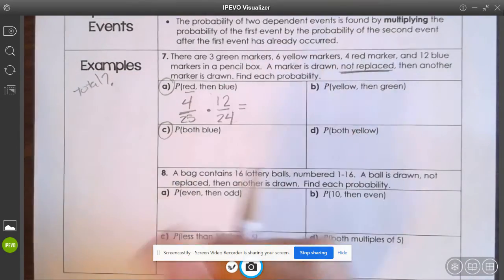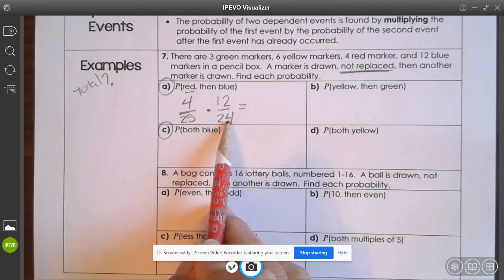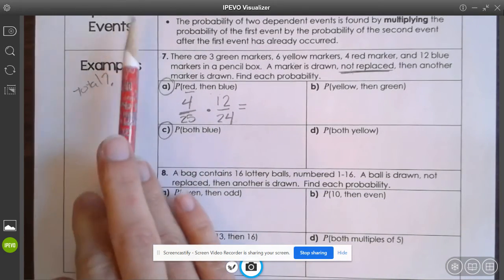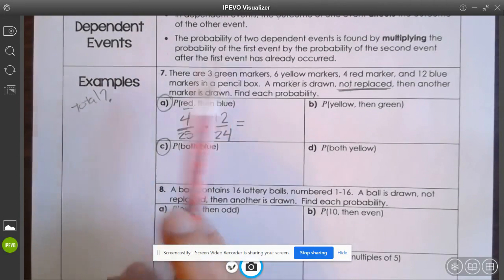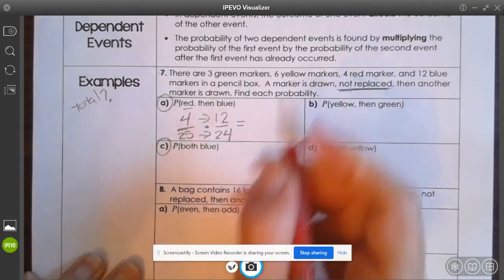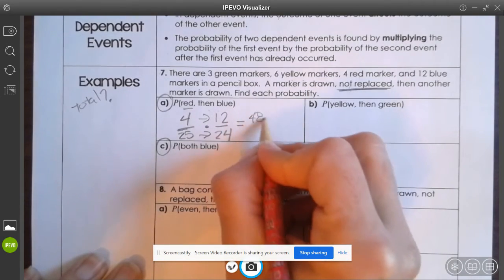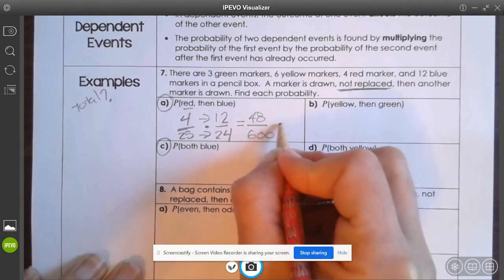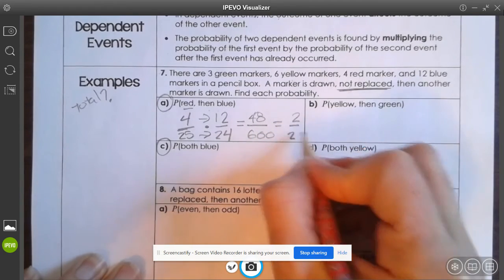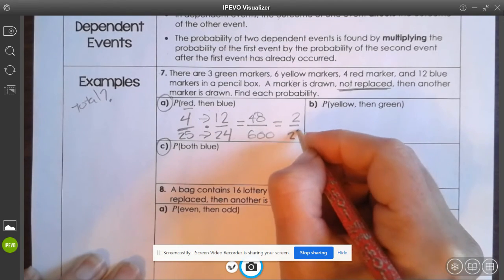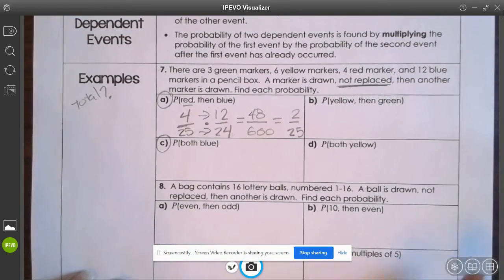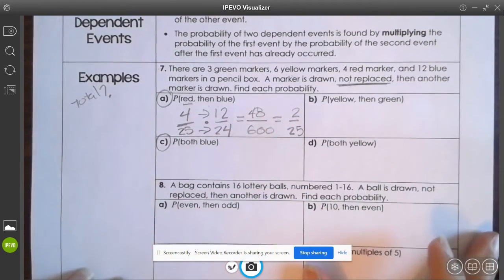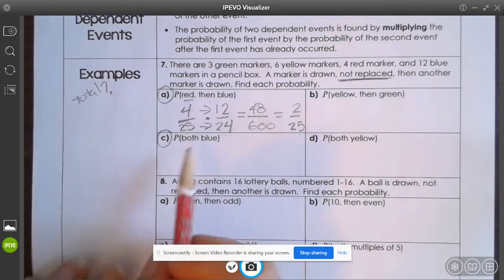Now remember, in dependent events, you're counting one less here, because you're taking it out and not replacing it. So your count drops by 1. And that's the main concept of dependent events. All right, now you will multiply across and we get 48 over 600. And then you simplify that and you get 2 over 25. Okay, so find a number that divides both. That's how you simplify.